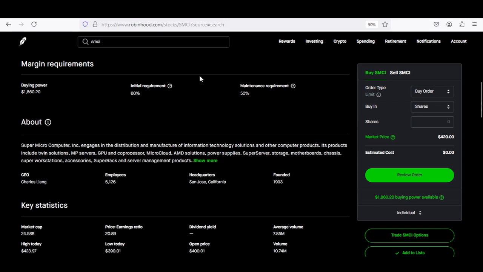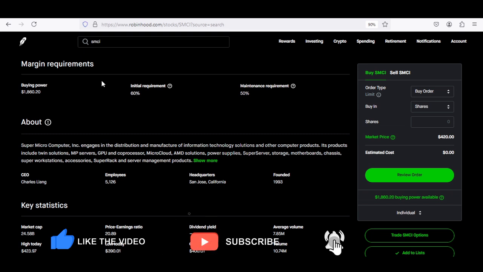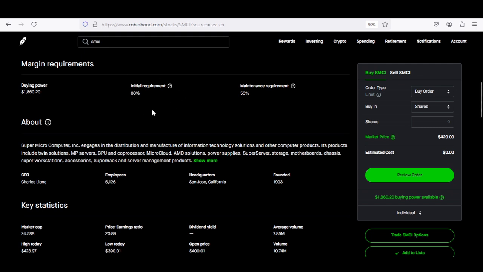Okay, so here we are. First of all, this is a margin account. If you don't know what that is, just do a quick Google search and you will see what a margin account does and the requirements for having one. Your initial requirement for this stock, SMCI, is going to be 60%. That tells you right off the bat that the stock is a bit risky. Your maintenance requirement is going to be about 50%, and once again, that tells you it's a bit risky. Your maintenance requirement is going to be anywhere between 25% to 100%.